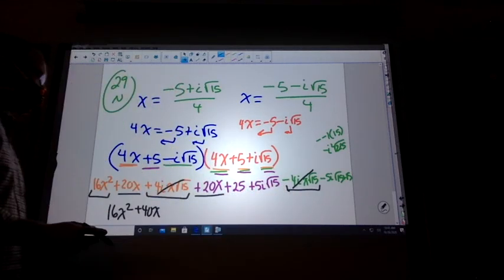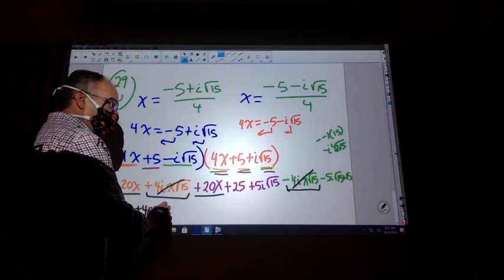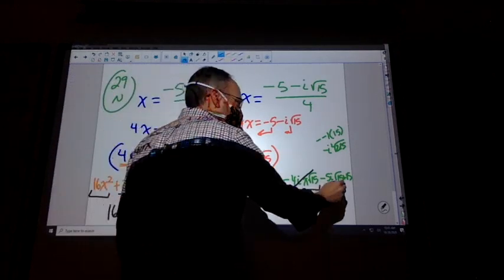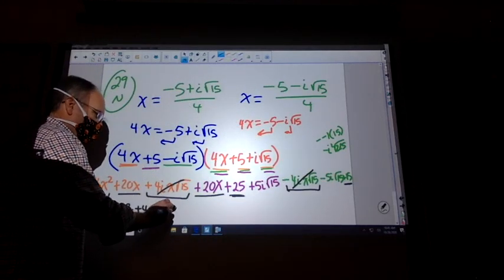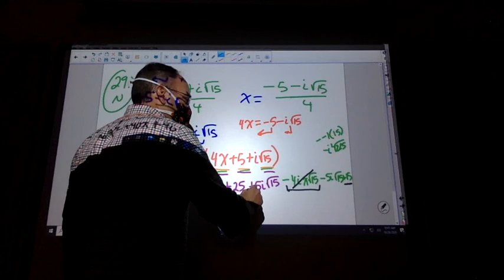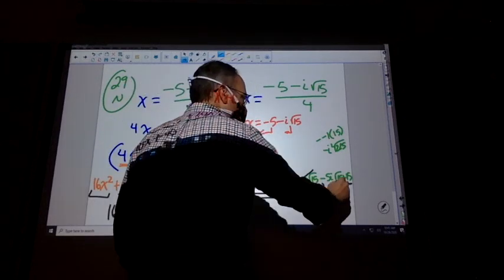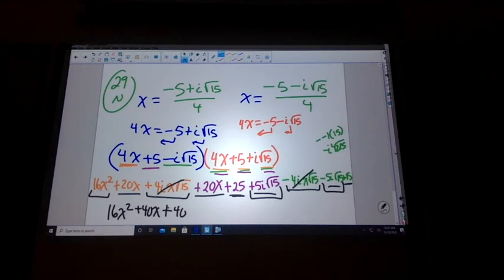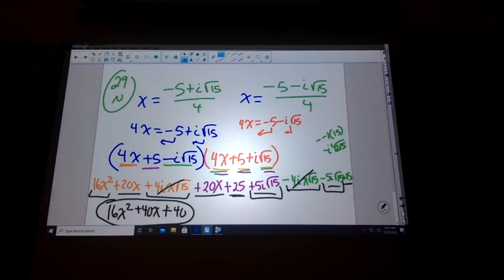Okay? Plus 25. I have no other things in there. Oh, I have plus 25 and then plus 15. Plus 25 plus 15 is plus 40. What can you tell me about this and this? They also cancel. So 16x squared plus 40x plus 40, if I complete the square on it or I use the quadratic formula, would yield me those answers.